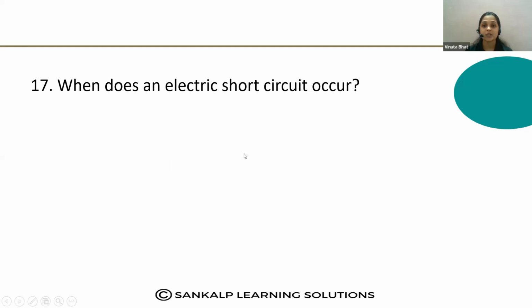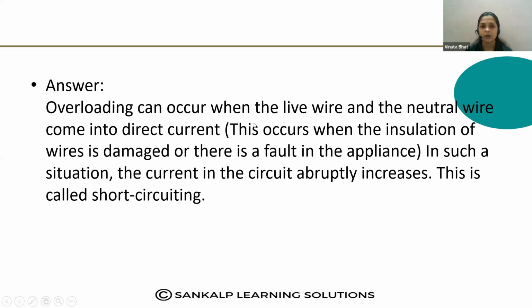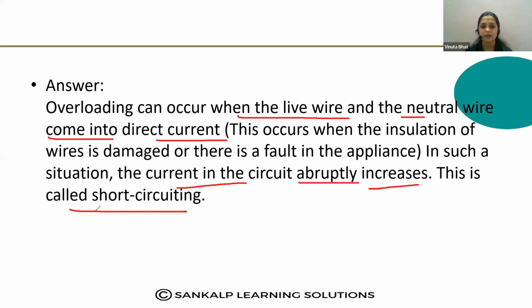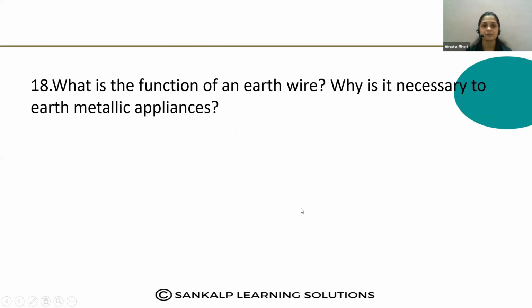When does an electric short circuit occur? Already we know the answer for this question. Overloading can occur when the live wire and the neutral wire come into direct contact. In such situations, the current in the circuit abruptly increases. This is called short circuiting. Already we have discussed the answer.